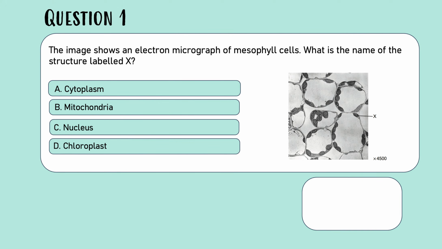So the image shows an electron micrograph of mesophyll cells. What is the name of the structure labeled X? So we can see here, this looks a lot like the image I showed you previously. The whole water inside here squeezing all the organelles to the side. So we know these are probably going to be chloroplasts. It's probably going to be D.